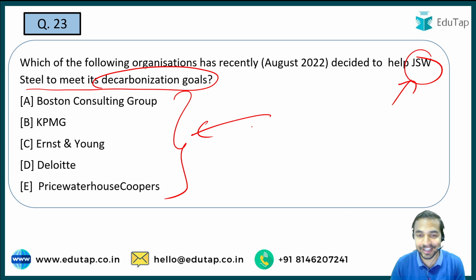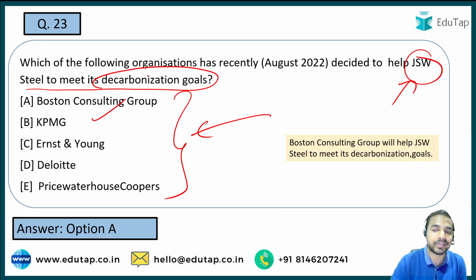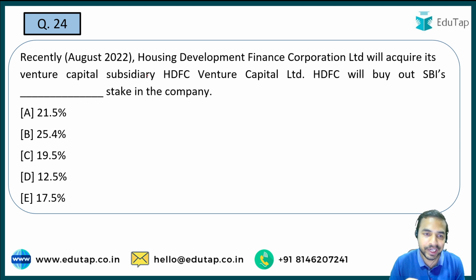So guys, here the right answer to the question is Boston Consulting Group, which is going to help JSW Steel to meet its decarbonization goals. A very, very important initiative. So let's move on to the next question.